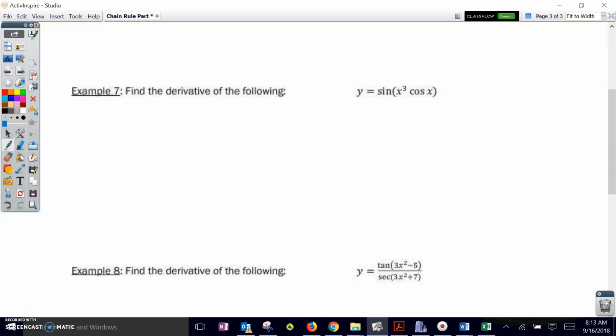Alright, in this video we're going to look at the last three examples from the chain rule part 1 lesson. We'll start here with example 7. We're going to find the derivative of y equals the sine of the quantity x cubed cosine of x.